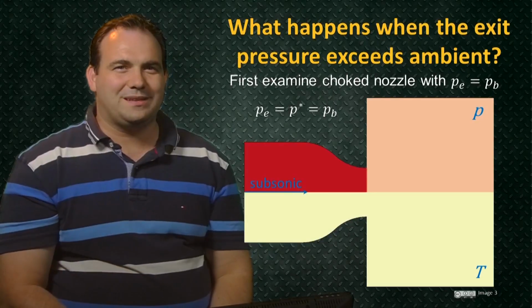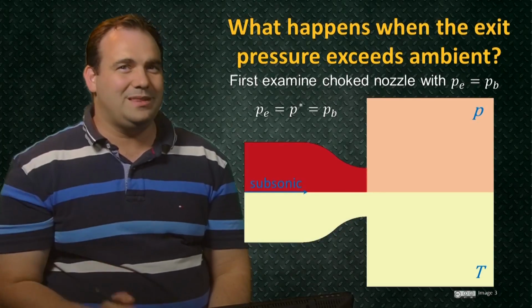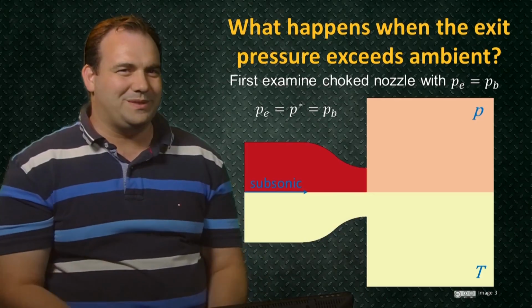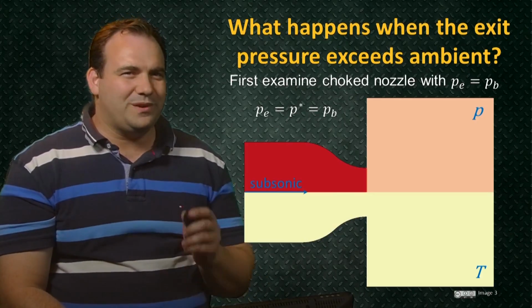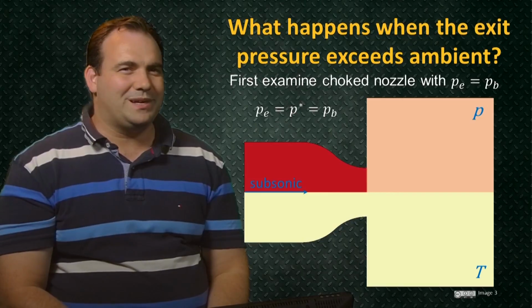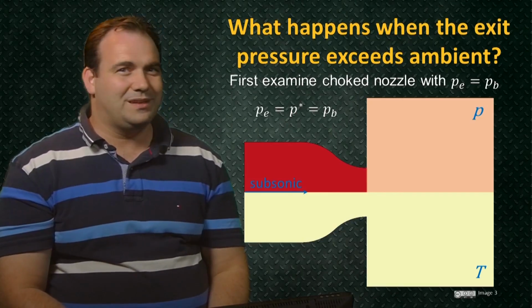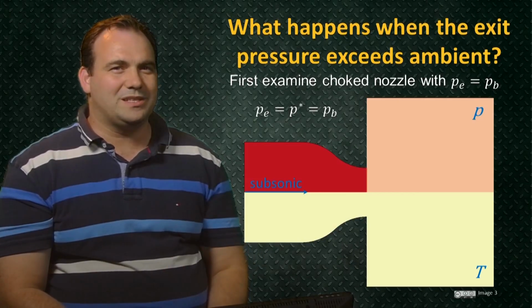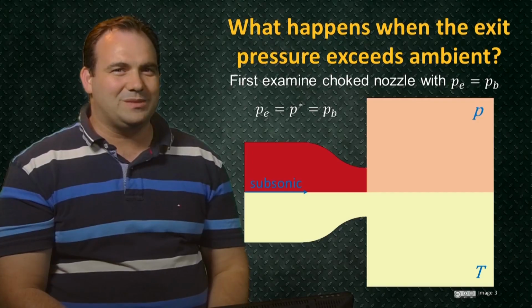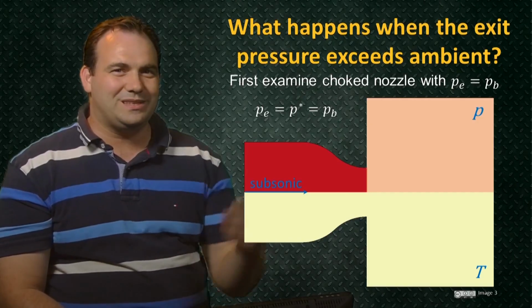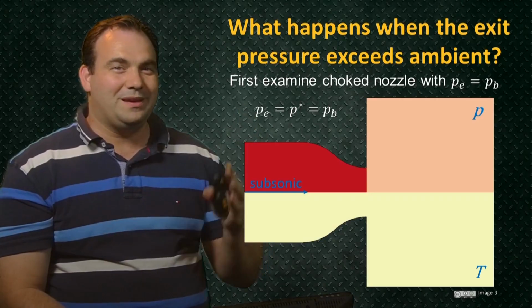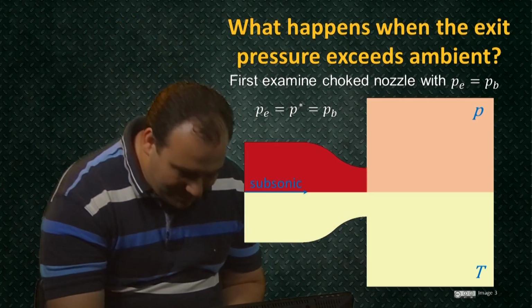This implies that the exit pressure will exceed the back pressure. A natural question to ask is, what happens when this occurs? Let's first examine the case where the back pressure and the exit pressure are equal. This animation shows a simulation of a subsonic flow being choked by a converging axisymmetric nozzle and then exhausting into a large volume. Pressure contours are shown on the top and temperature contours are shown on the bottom.